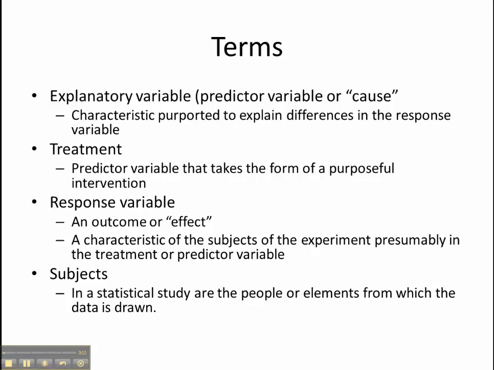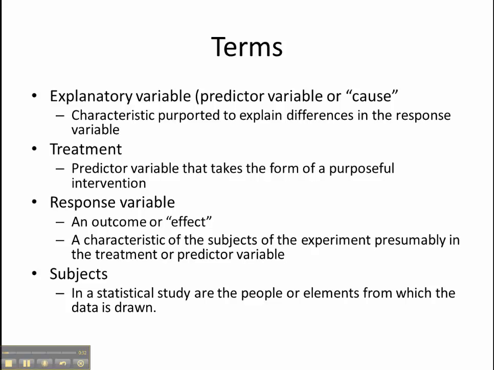The explanatory variable, the predictor variable, or cause, is the characteristic purported to explain differences in the response variable. A treatment is a predictor variable that takes the form of a purposeful intervention.